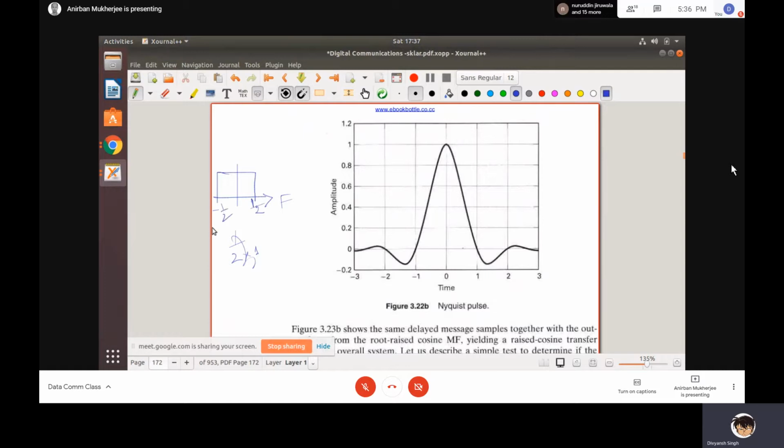Half. So yes, half part will take one symbol per second. Yes, because in each second you have one symbol. That means next one you will transmit.